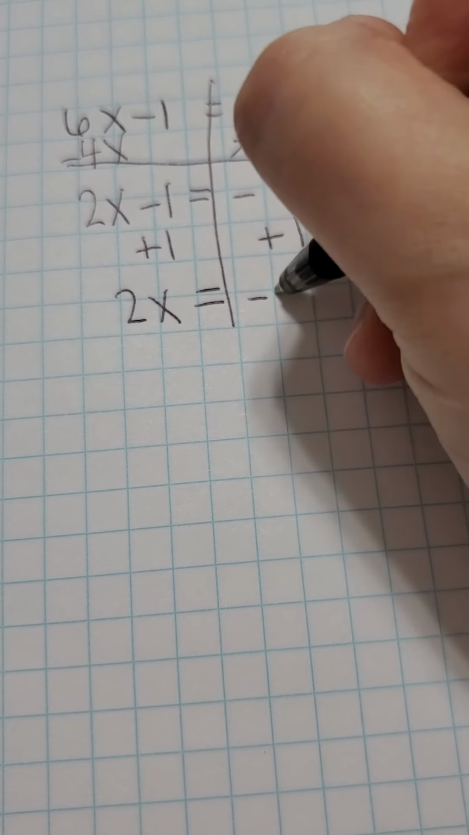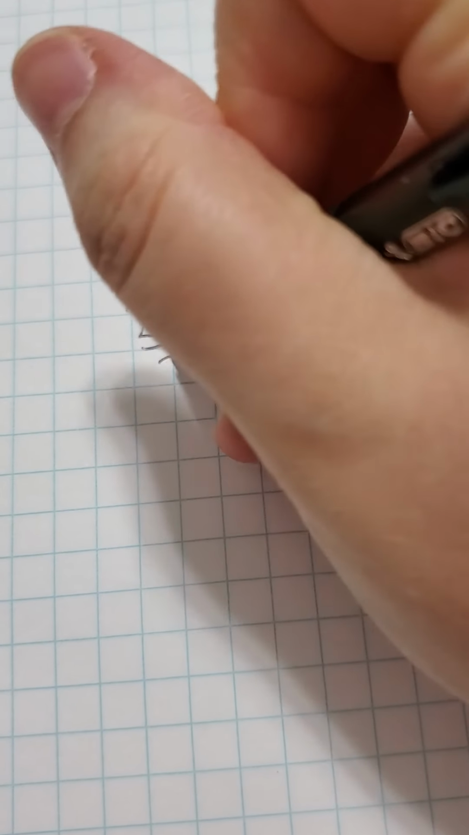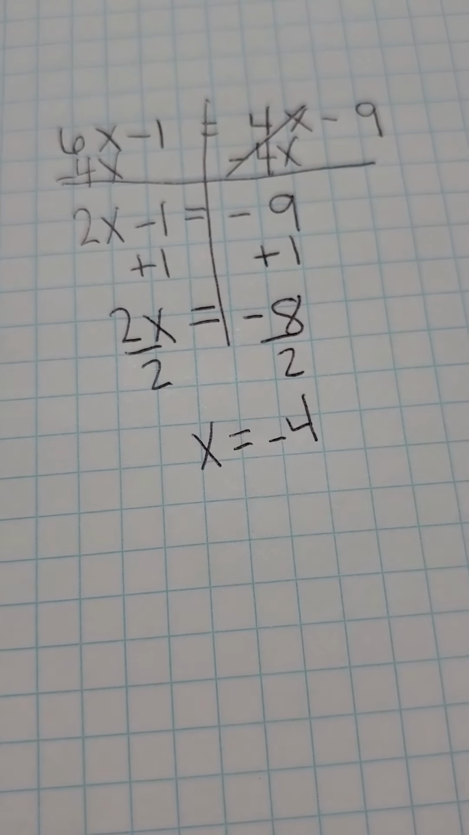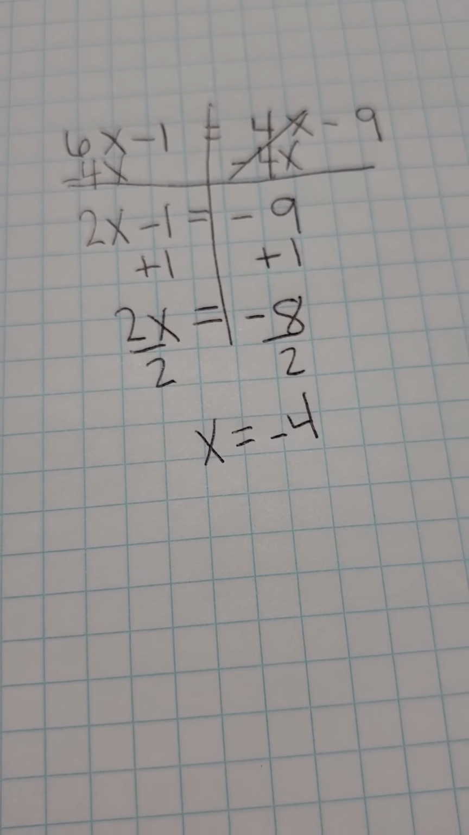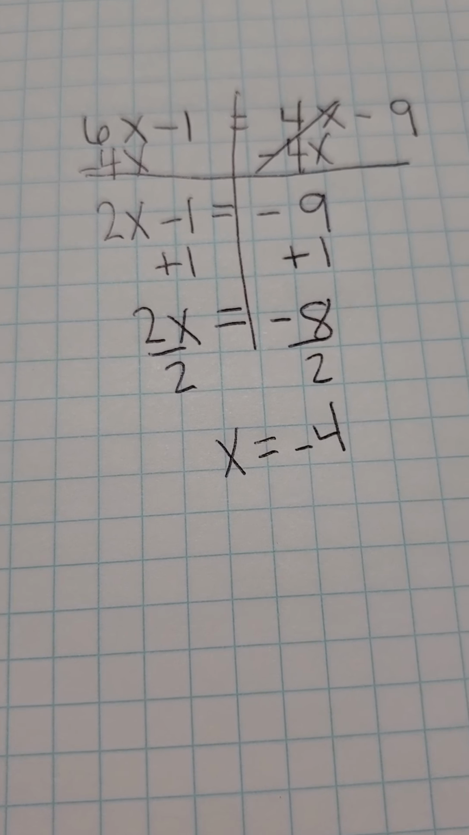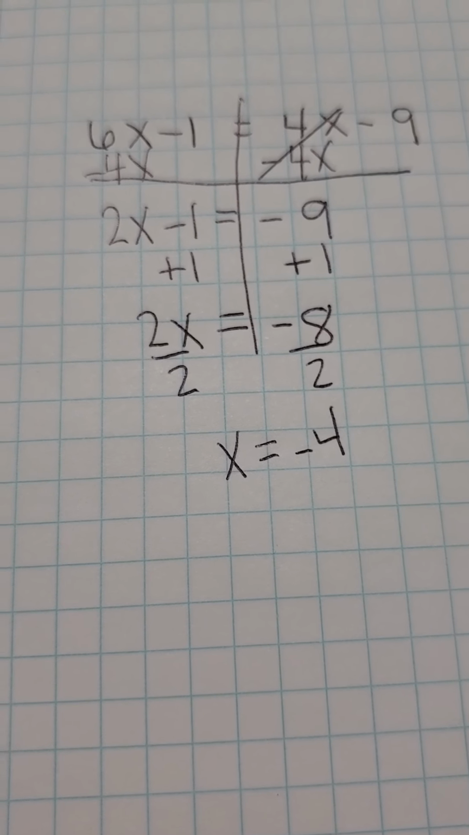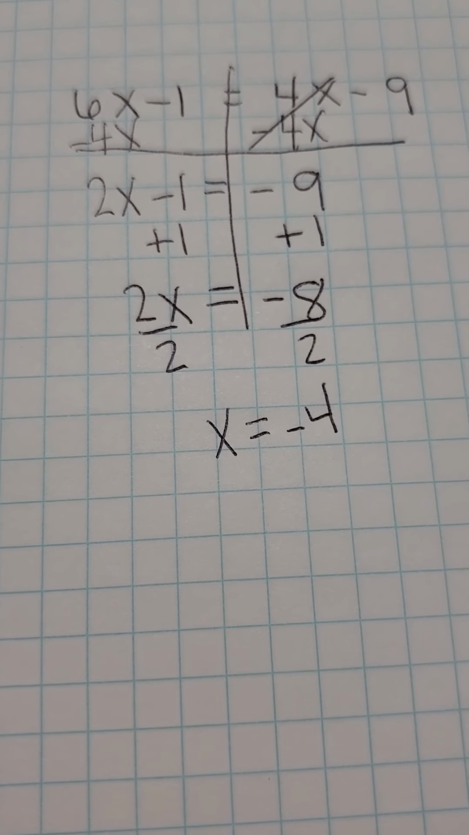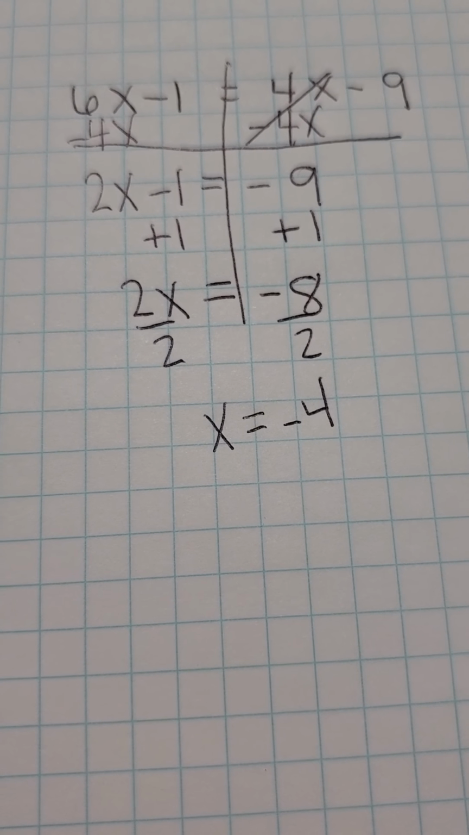So -9 plus 1 is -8. All right, so again, I picked my smallest x and I subtracted it on both sides. And then I got rid of the constant that was on my variable side by doing the opposite. And then my last step was to divide.